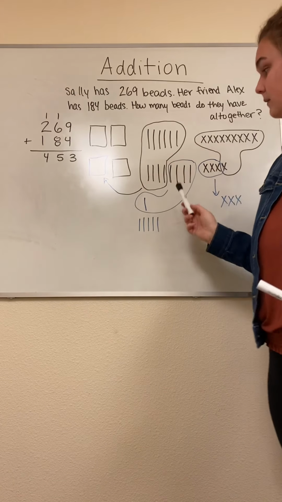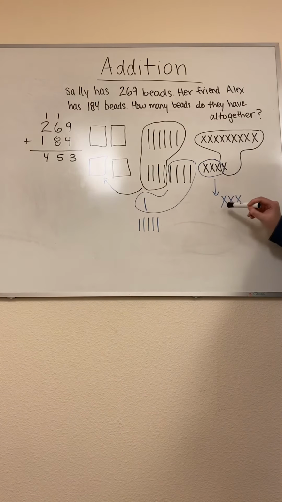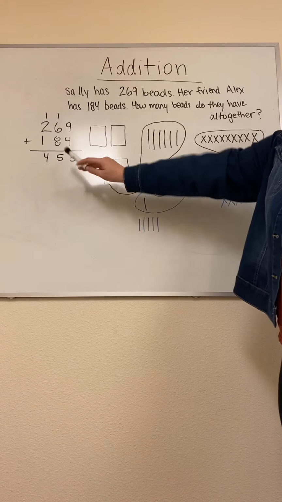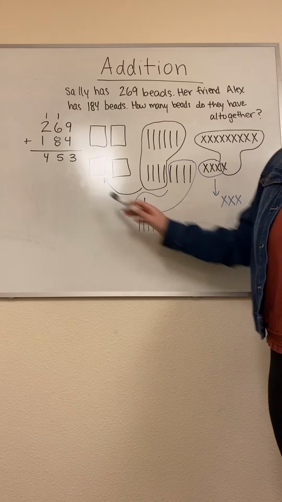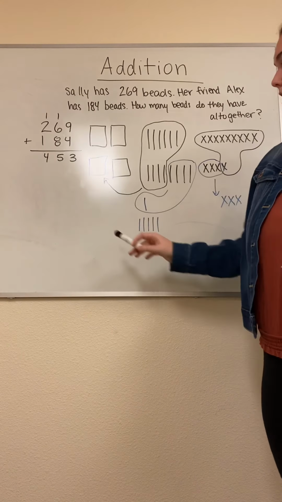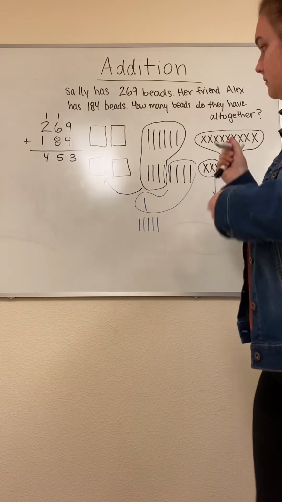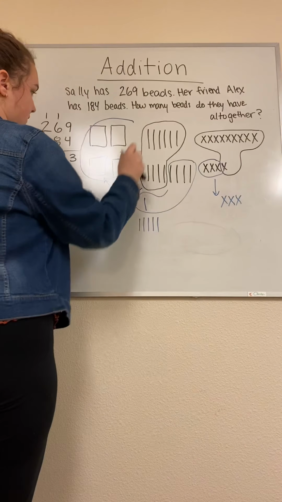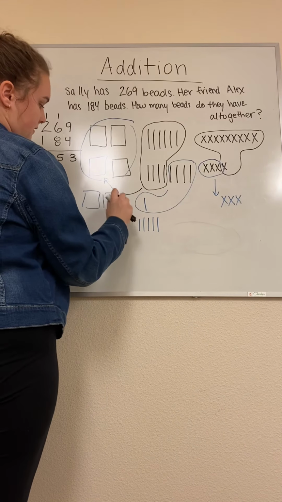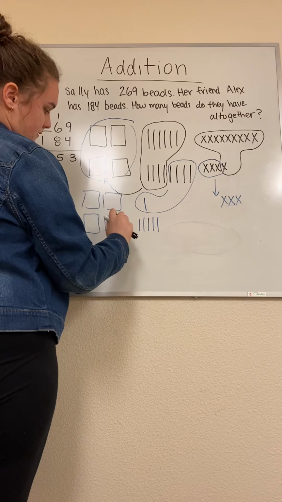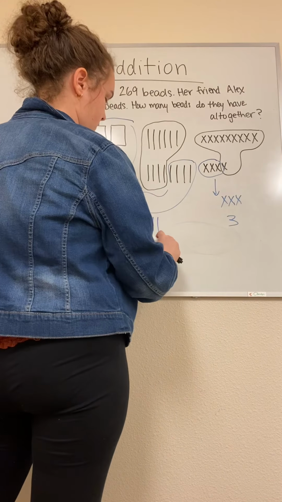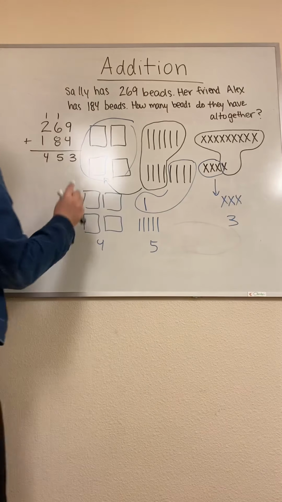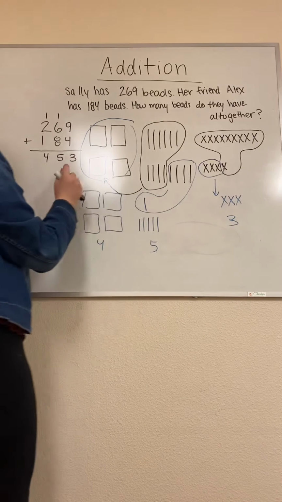So when we look at what we have, 3 ones matches up right here. We have 1, 2, 3, 4, 5 tens, which matches up with our 5 right there. And then we have the hundreds. We'll put all these together to make it clear. We have 4 hundreds, 5 tens, and 3 ones, so we have 453, which is what we got.